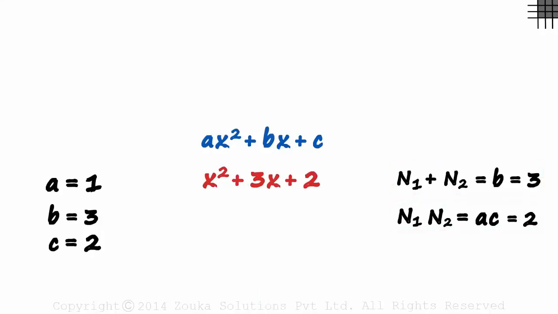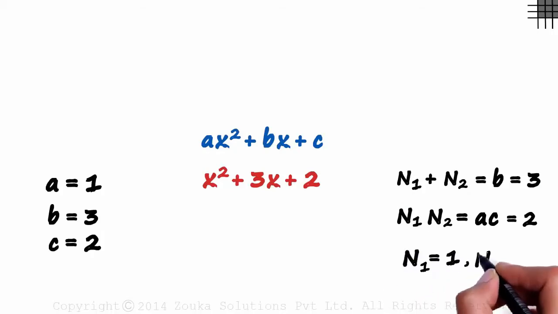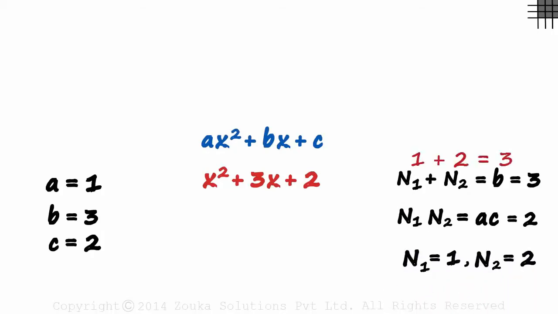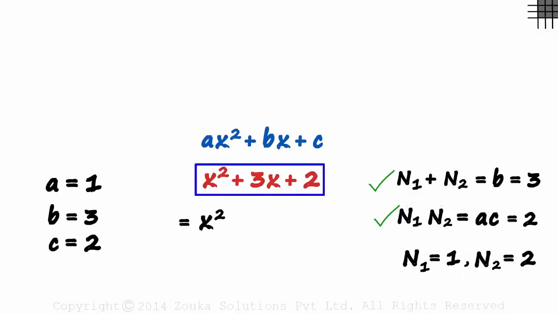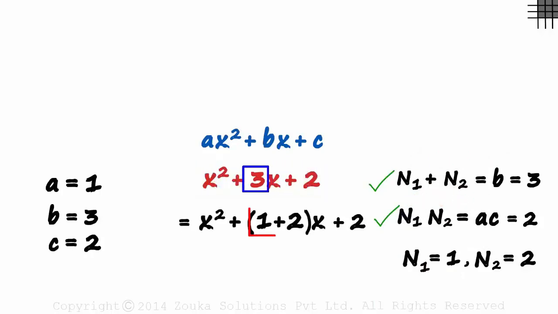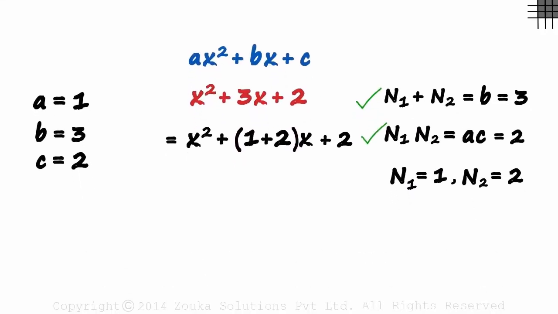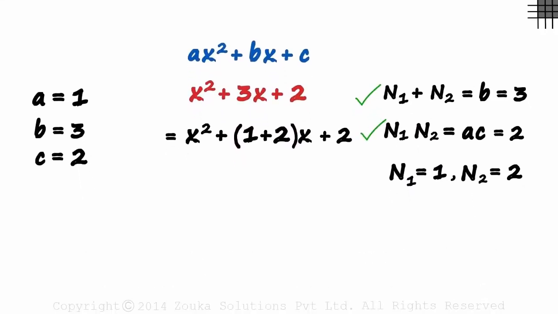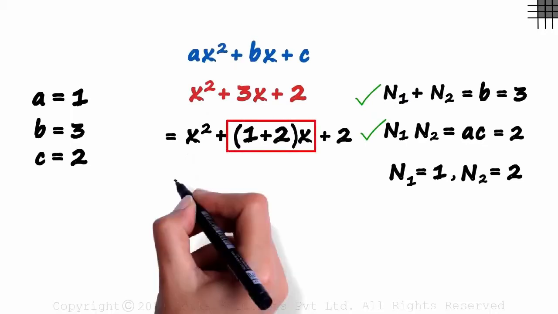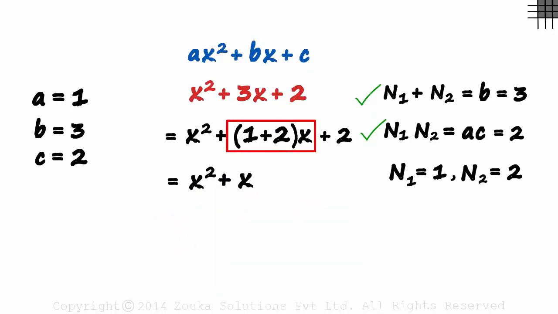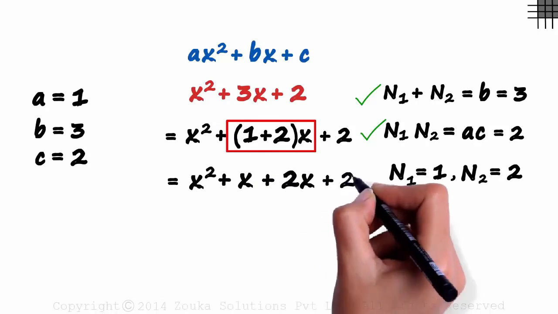If you would have tried a few combinations, you would have got the two numbers as 1 and 2. 1 plus 2 is 3 and 1 times 2 is 2. Both conditions satisfied. So we write the expression like this. We wrote 3 as 1 plus 2. Let's move the camera a bit. Okay, that's better. Expanding the brackets gives us x squared plus x plus 2x plus 2.